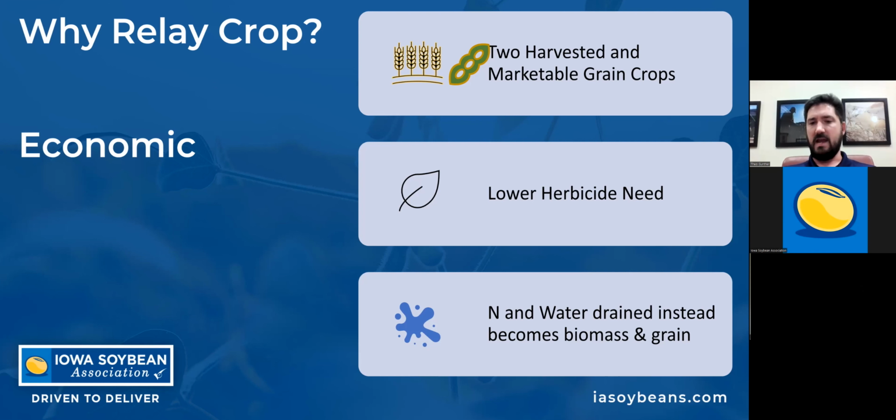And you convert that nitrogen and water that's drained, instead becomes biomass and grain. So I didn't realize that rhymes a little bit, but that's what's happening. You're turning nitrogen and water that could otherwise be lost from the system into biomass and grain that becomes that main point at the top, a marketable product.